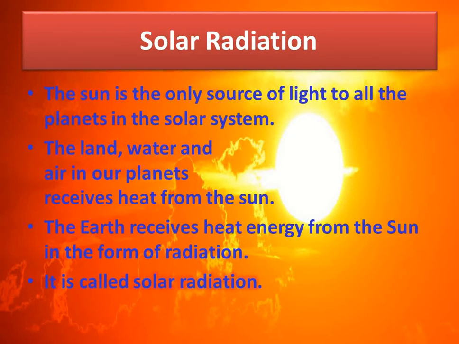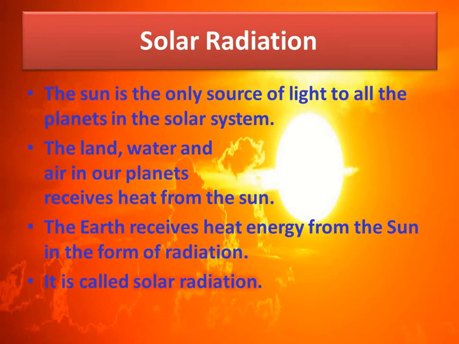The Earth receives heat energy from the sun in the form of radiation. So it is called solar radiation. What is the source of light to all the planets in solar system? It is the sun. And what is it called? It is called solar radiation. The heat energy from the sun in the form of radiation is called solar radiation.